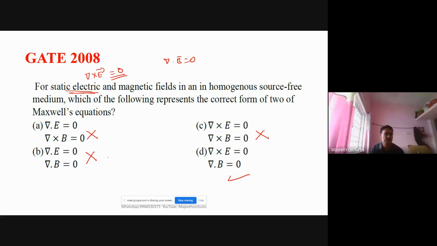Del dot E is not 0 because del dot D is equal to rho V. D is equal to epsilon E. So del dot E is equal to rho V by epsilon. This is a wrong answer.